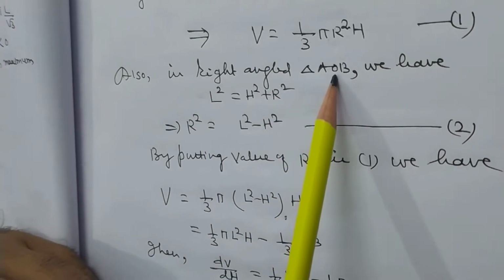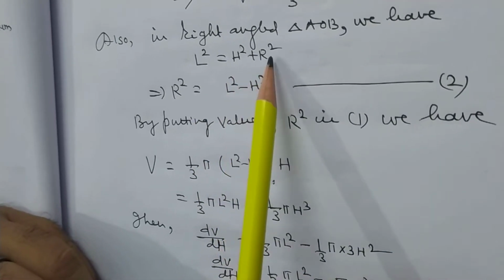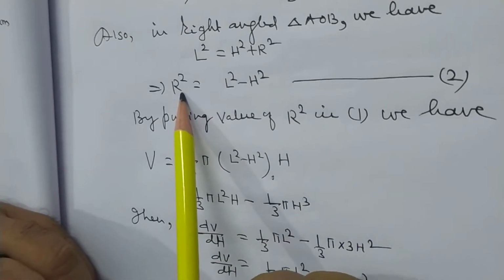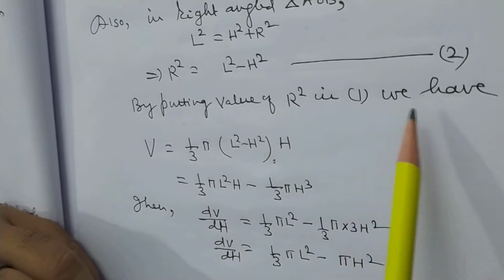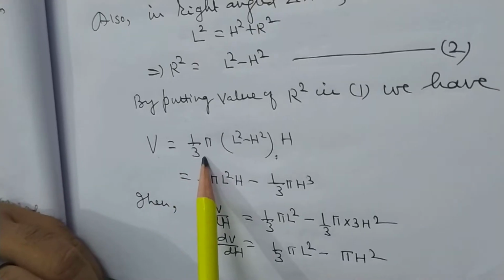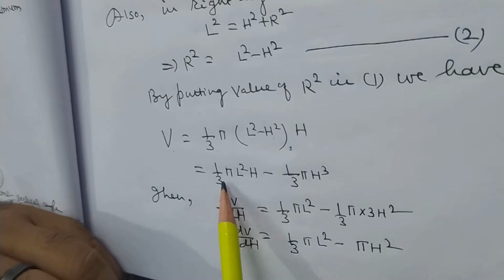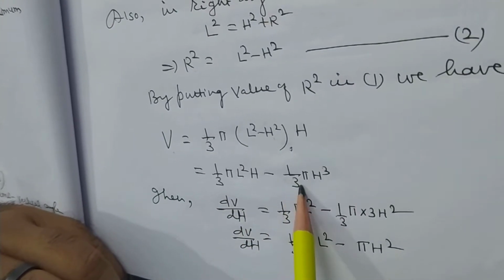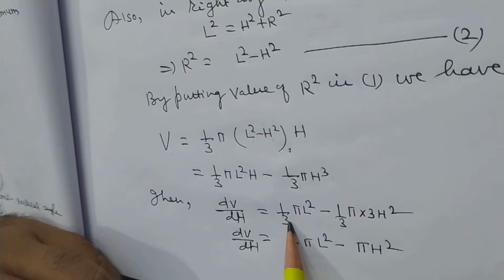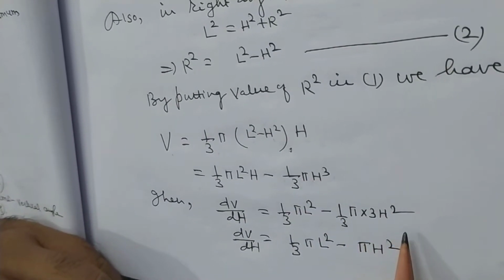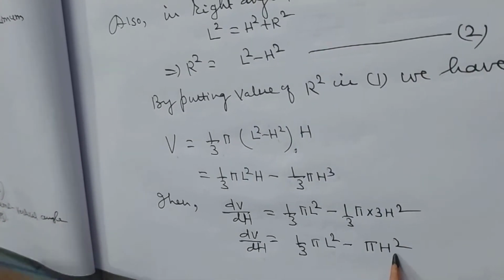Also in right angle triangle AOB, we have capital L square is equal to h square plus r square. So r square is equal to L square minus h square. By putting the value of r square in the first, we have V is equal to 1 by 3 pi into L square minus h square into h. It will be 1 by 3 pi L square h minus 1 by 3 pi h cube. So dV by dh is equal to 1 by 3 pi L square minus pi h square.